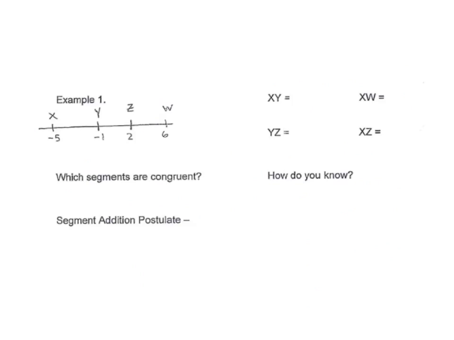This notation right here means the distance between X and Y, because there's no bar above it. The distance between X and Y, from -5 to -1, is 4 units. The distance between X and W, you have +6 and -5, so the distance has to be 11. The distance between Y and Z, -1 to 2, is 3, and the distance between X and Z, -5 to 2, is 7.